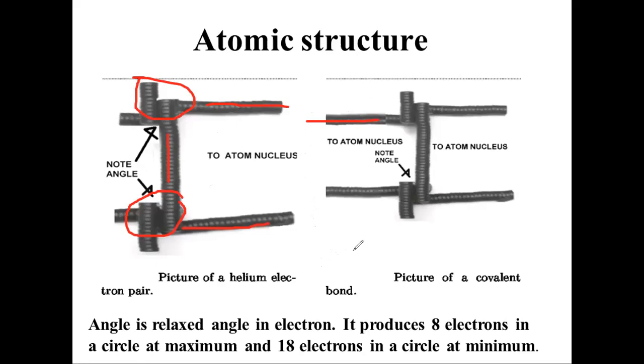You'll note that when you take this assembly of electrons and shake it a little bit, what you get is a small angle right in here. And this angle has two bounds. One, in terms of making a circle of these electrons, produces 8 electrons in a circle, and the other produces 18 electrons in a circle. These are magic numbers in atomic structure.